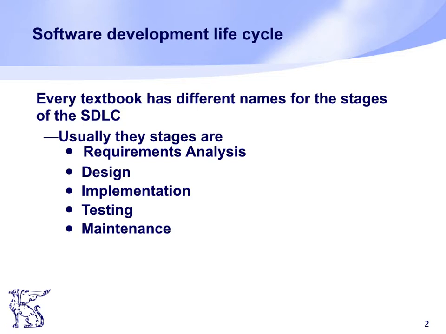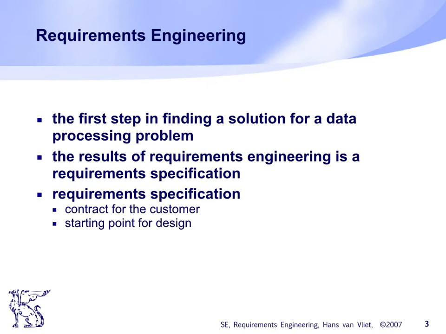So the software development lifecycle, SDLC, has 5 major phases: requirement analysis, design, implementation, testing, and maintenance. In some other books, you might see it in different names, or you will see there are 7 stages or 4 stages, but the basic 5 stages are here. So the first one, requirement engineering.